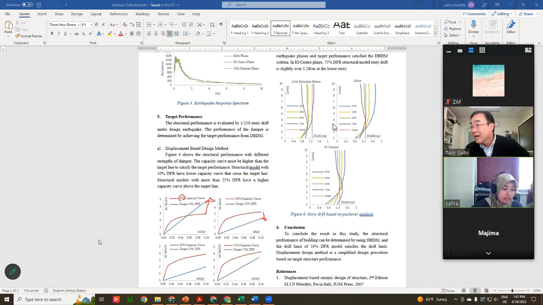Actually, Sensei, it's not converging. The blue line has to be lower than the red line. If you can see the story drift here for the 120 second random phase, the 10% damper touched the maximum drift. For Kobe, the one that touched the maximum drift is the blue line, which is the 10%.